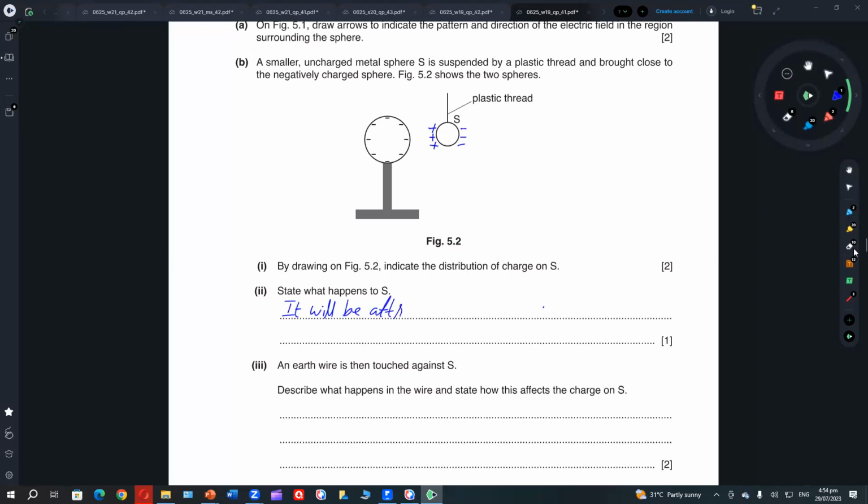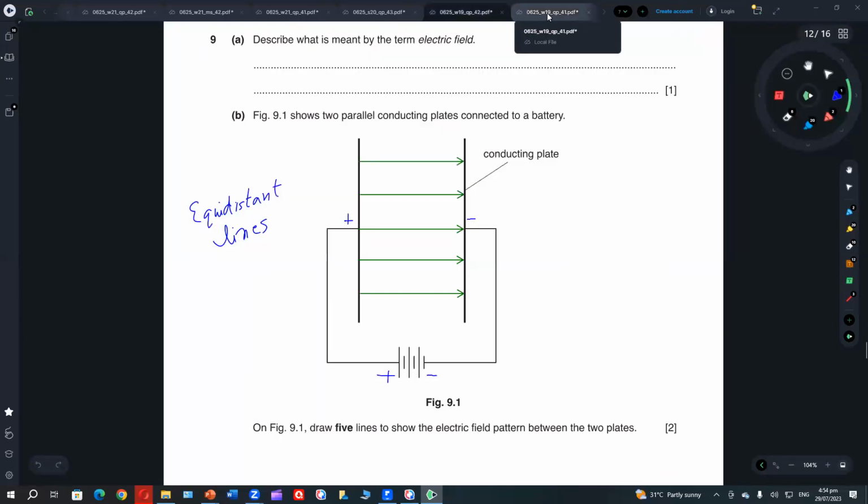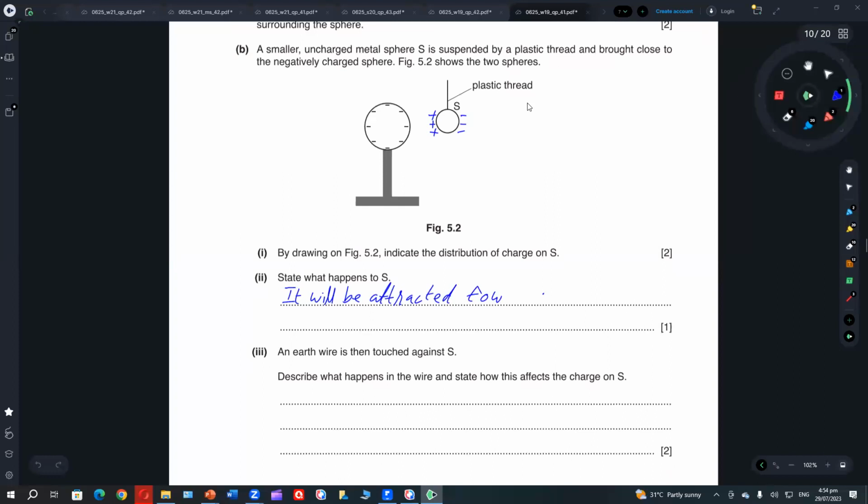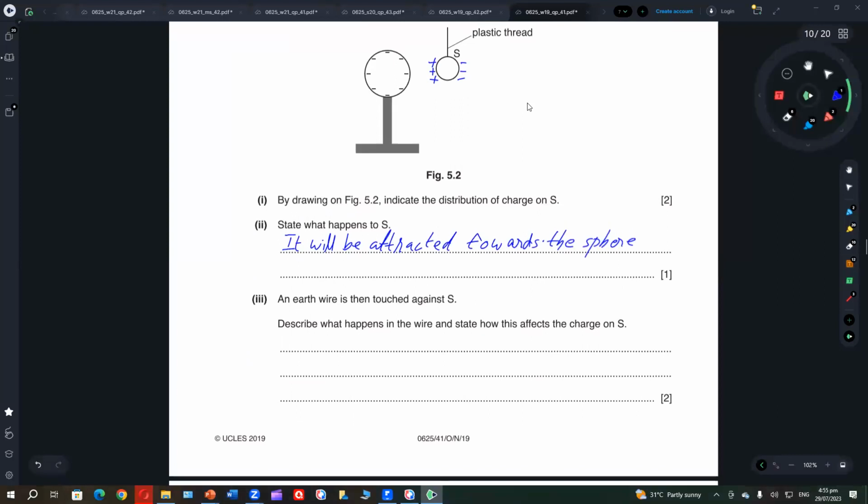The smaller uncharged metal sphere S is suspended by a plastic thread. Unlike charges will attract each other, and there will be electrostatic induction on the sphere. It will be attracted towards the sphere.